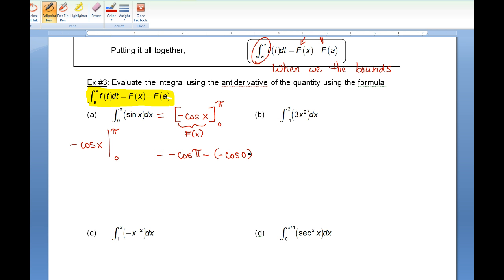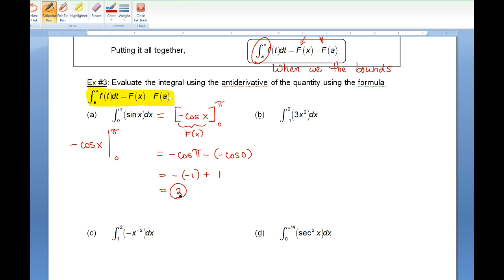Do you see it? So now what's cosine of pi? Cosine of pi is negative 1, so with a negative in front, it's negative negative 1. And then what's cosine of 0? Cosine of 0 is 1. So minus negative 1 means plus 1. So we get 2.